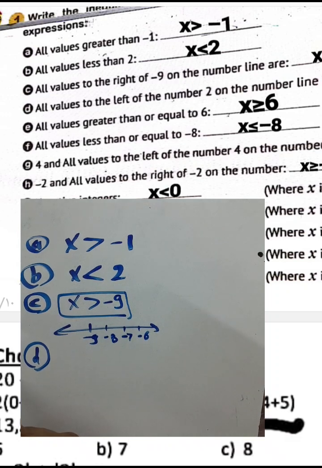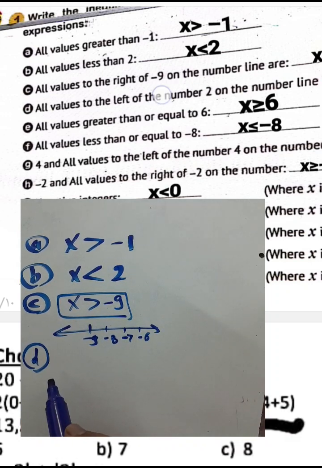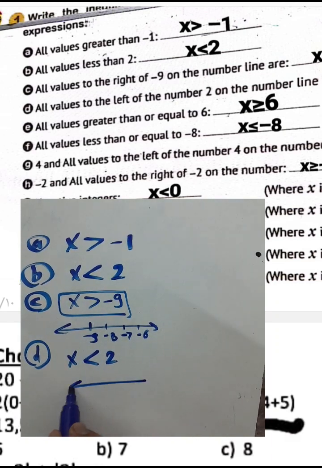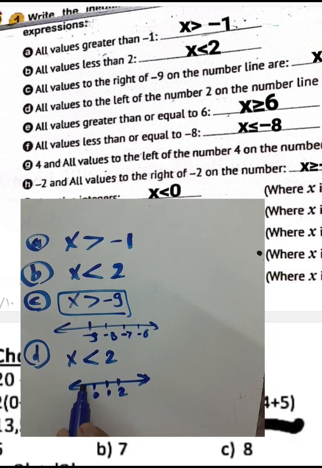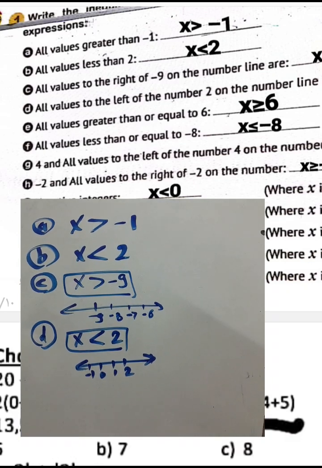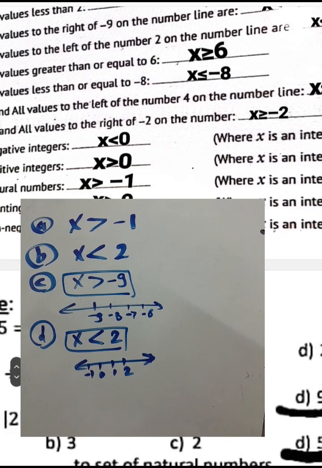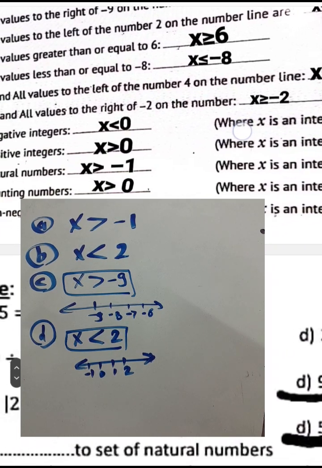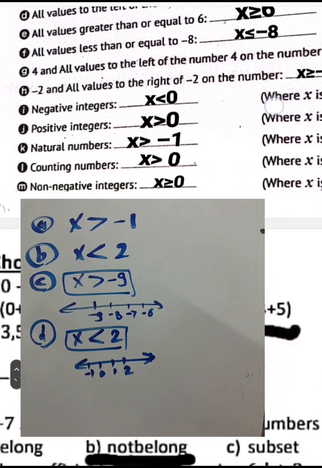Letter D, all values to the left of the number 2, it will be x less than 2. Left of 2, we have 2 here. Left of 2, it will be 1, 0, negative 1, it will be x less than 2. Okay, understood. Next question, letter E.